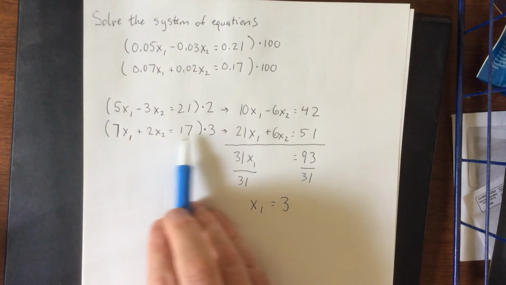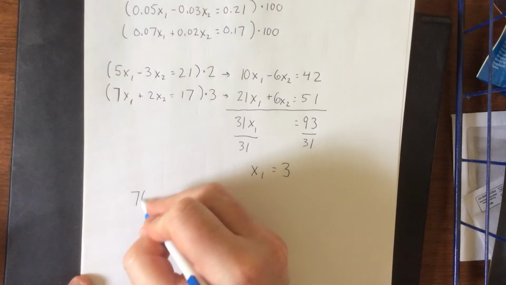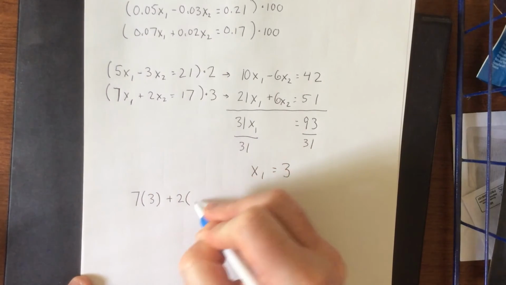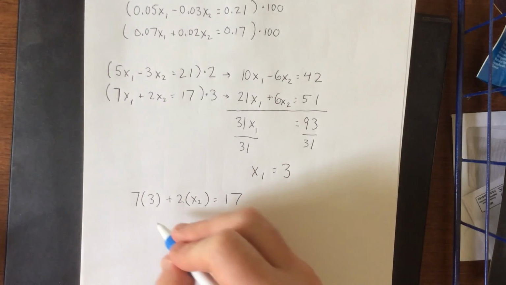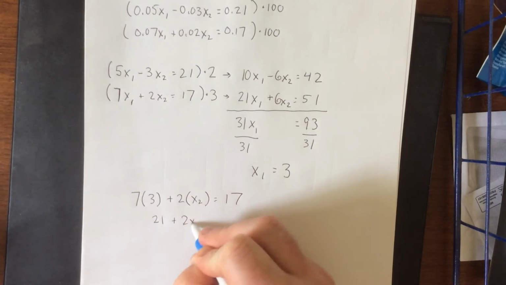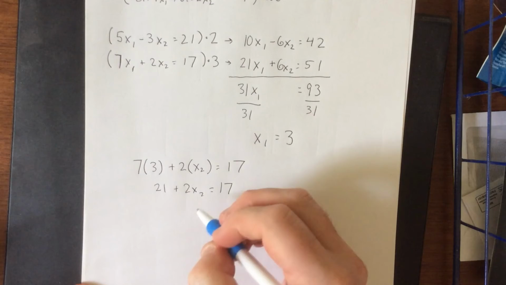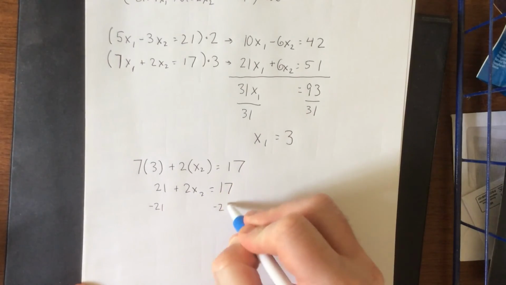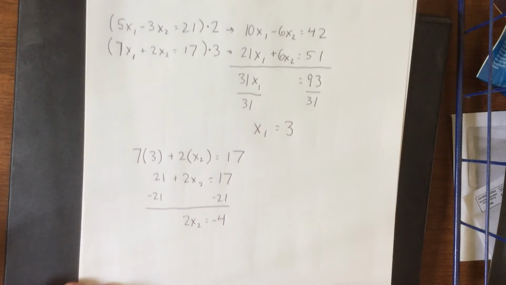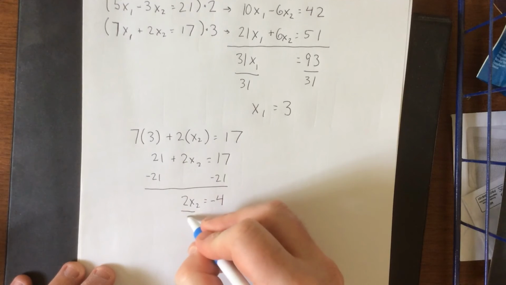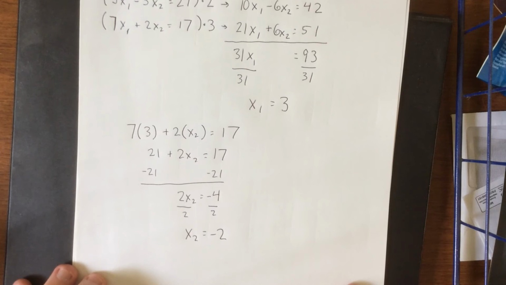Arbitrarily, I'm going to go ahead and plug this into the second equation after we canceled out all of the decimals. So 7 times x1 plus 2 times x2, I guess parentheses weren't necessary there, that's going to be equal to 17. Or 21 plus 2 times x2 is equal to 17. This would be considered a two-step equation. The two steps that we're going to take are to subtract 21 from both sides to give us 2 times x2 is equal to negative 4. Then divide both sides of the equation by 2, yielding x2 is equal to negative 2.